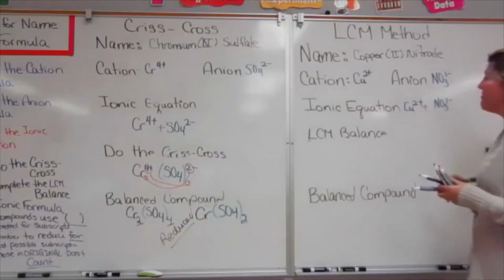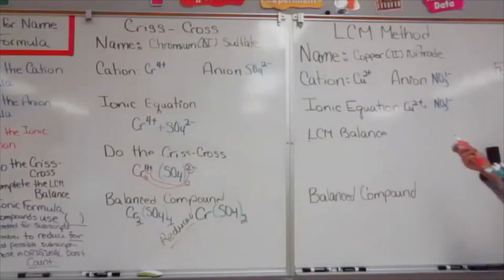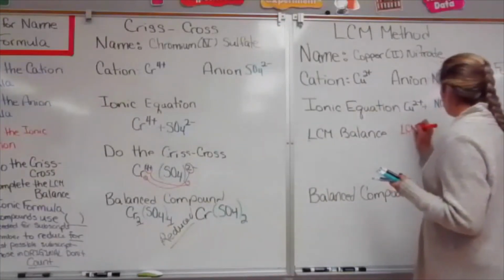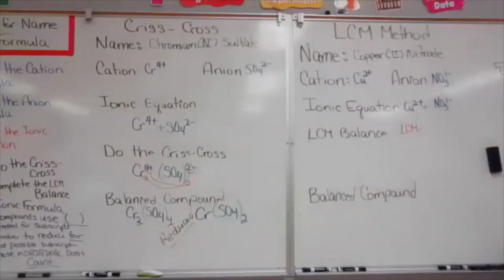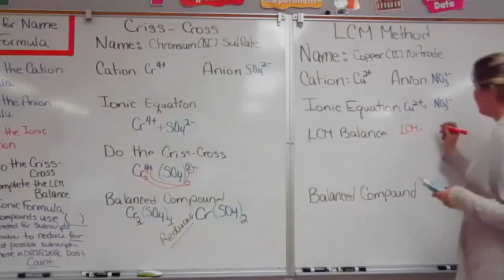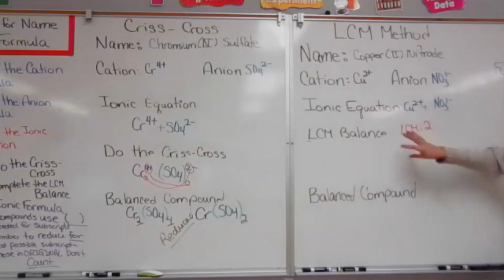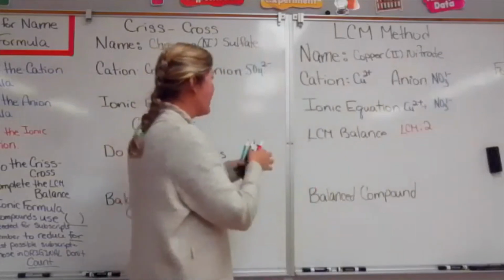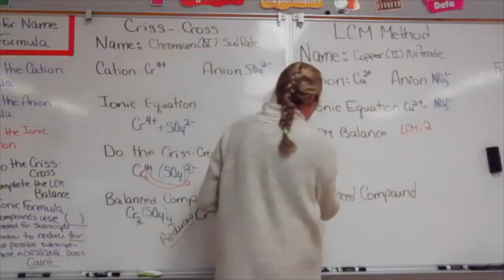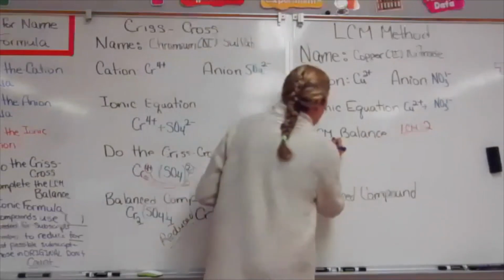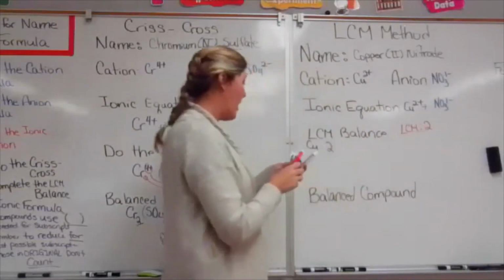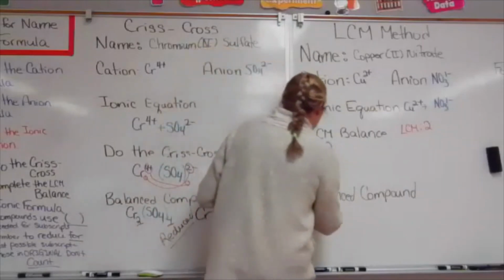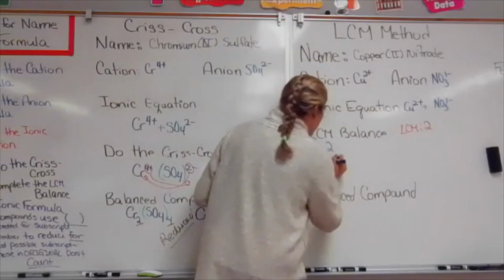Now that I've done that, I can figure out my LCM. For my LCM, I can look between the 2 and the 1. We know that LCMs are rarely 1. They're only 1 if they're both 1s. So the lowest one that both 1 and 2 will go into is a 2. Okay, from this, we can make our LCM chart. So from our LCM chart, we can see Cu, and then I can pull down my charge number of 2, and for NO3, I can bring down my charge number of 1.